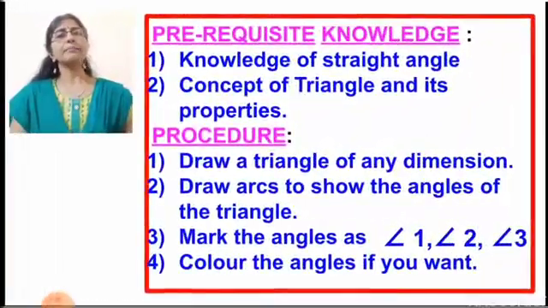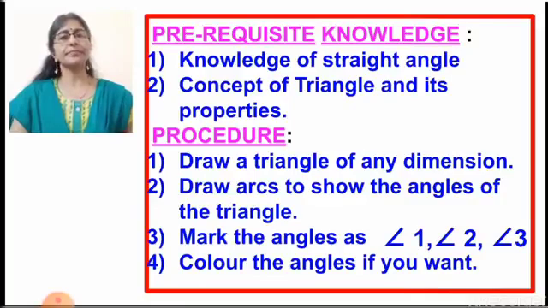Next, you are going to write prerequisite knowledge. For this, you need to know the knowledge of straight angle. You know that a straight angle measures 180 degrees. So you will write first knowledge of straight angle, as it is given, in your MathLab notebook like this. Second, concept of triangle and its properties, which you have learned in the lesson.